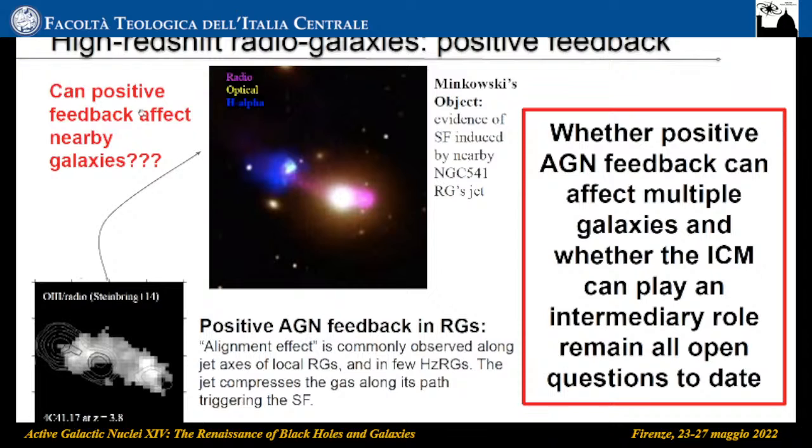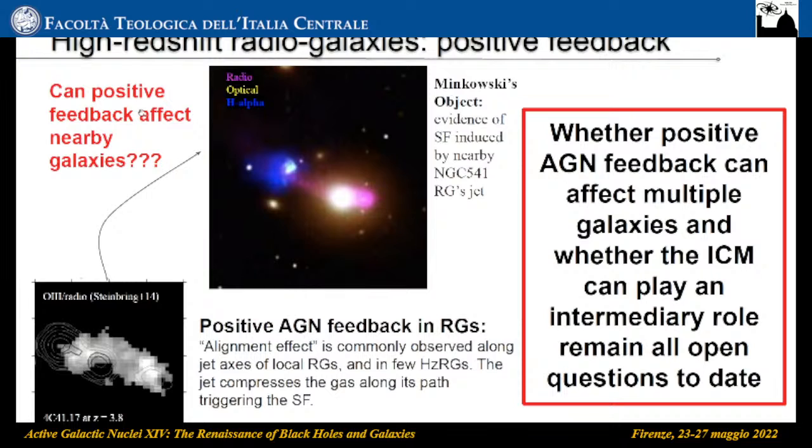observation regards positive AGN feedback produced within the host galaxy of the radio galaxies. But we have very few examples, and to my knowledge, this is the only example in which the radio galaxy jet can trigger star formation in nearby galaxies, so in other galaxies than the host galaxy of the FR2. And in this example of the Minkowski object, we see enhanced H-alpha emission in a galaxy that is located in the direction of the radio jets.